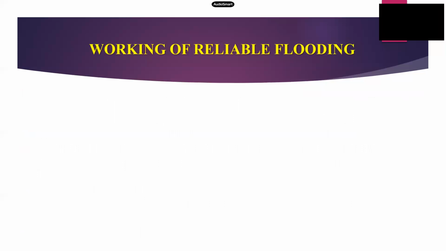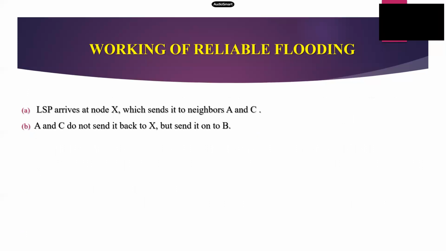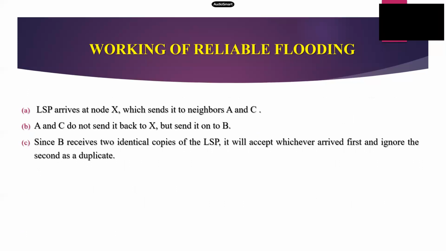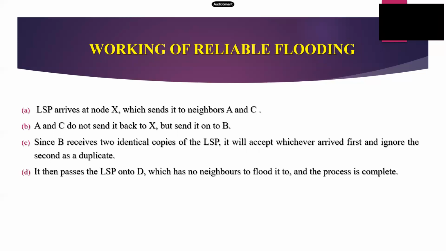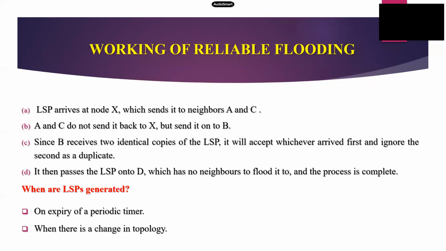The working of reliable flooding, I told already, right? So the node can visit in all the directions. So an LSP arrives at node X, for example, which sends it to its neighbor nodes A and C. So A and C do not send it back to X, but send it on to B. Now B receives two identical copies of the LSP. It will accept whichever arrived first and ignore the second as a duplicate. It then passes the LSP on to D, which has no neighbor node to flood it to, and the process is complete. LSPs are generated on expiry of the periodic timer, or when there is a change in the topology.